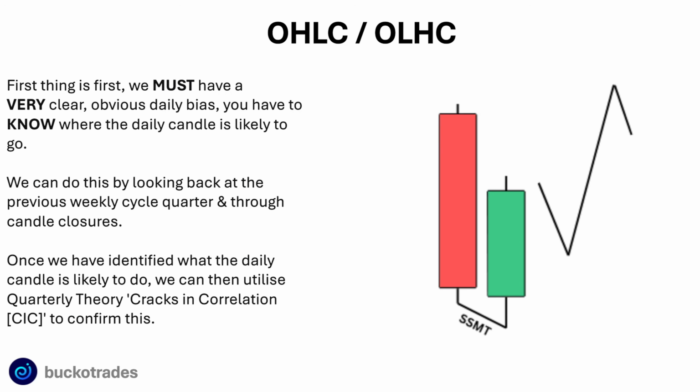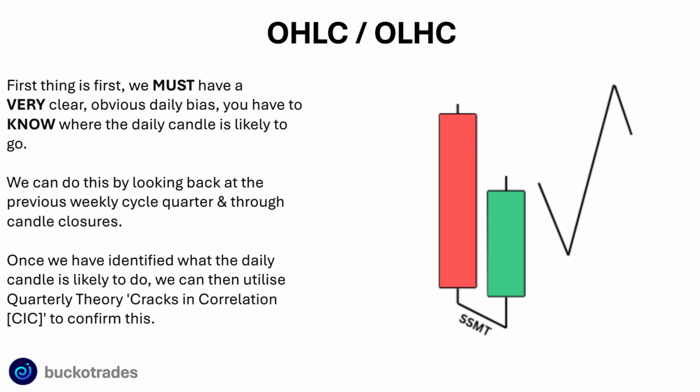So the first thing is, of course, you need to identify that daily bias. Are you dealing with an open low high close or an open high low close daily candle? First thing is first, we must have a very clear, obvious daily bias. You have to know where the daily candle is likely to go. We can do this by looking back at the previous weekly cycle quarter and through the candle closures, which is what I taught inside my daily bias YouTube video.